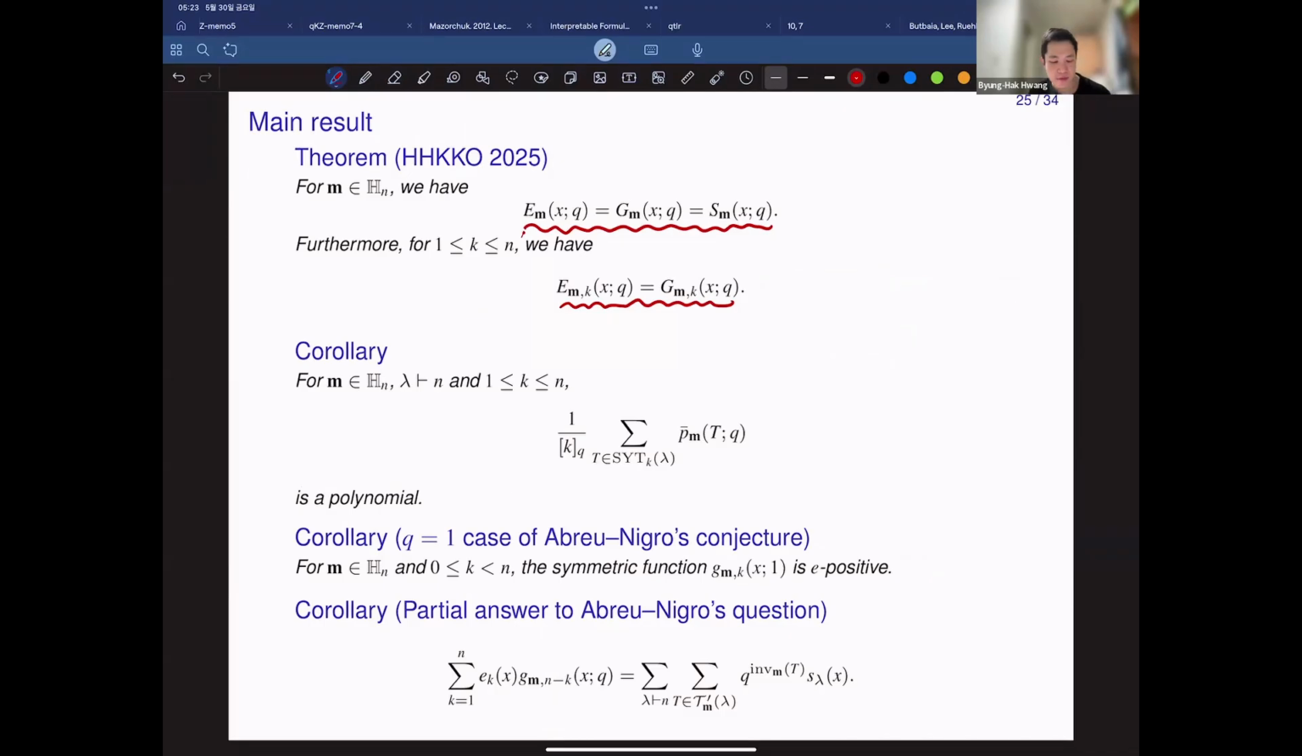Then this main theorem gives the following corollaries. The one we saw at the beginning of this talk is actually a polynomial. And we also have the answer to Abreu-Nigro's conjecture when q equals 1. So their new G function is positive.